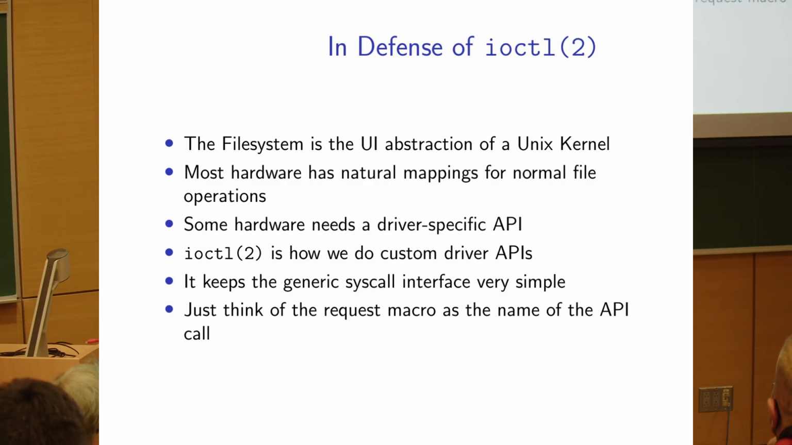Okay, but I see some grousing periodically online about IOCTLs being a mess, and actually, the harder I think about it, I don't think they are, because again, that first bullet point, file system is the UI abstraction of the Unix kernel. That's kind of what we really mean when we say everything is a file. You talk to the kernel through the file system for everything, and so when you're not dealing with files on a disk, you're talking about resource addresses like Unix domain sockets or device files, and thus pieces of hardware.